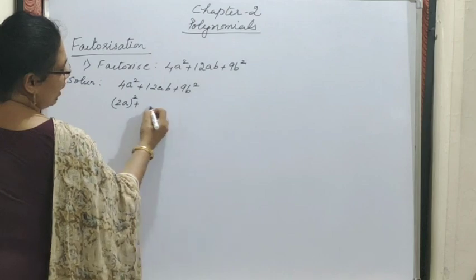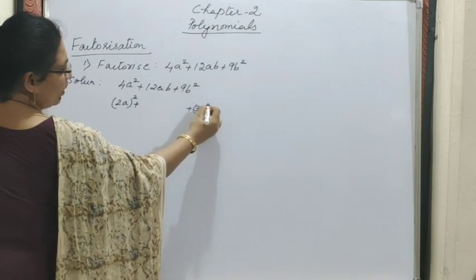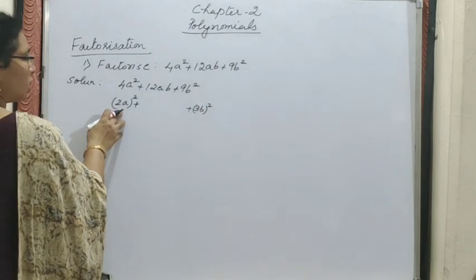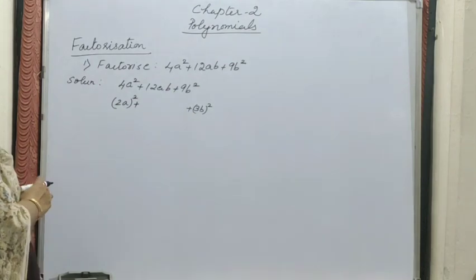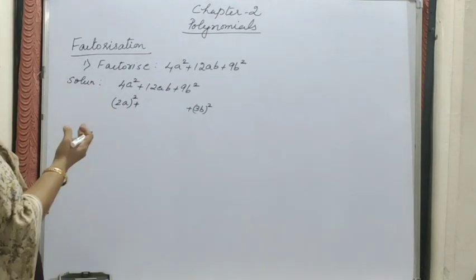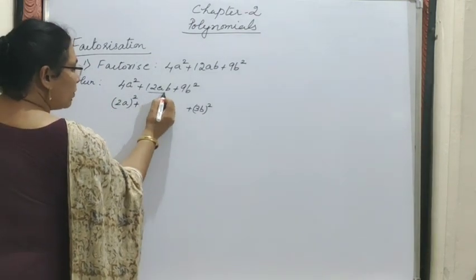Similarly, 9b square, I leave some space, and the last term I'll write 3b whole square. So you are getting the first and the last term in the form of a square plus b square form, right? You are getting the first term as a square and the third term, that is the last term, as b square. Now we should think about this middle term.